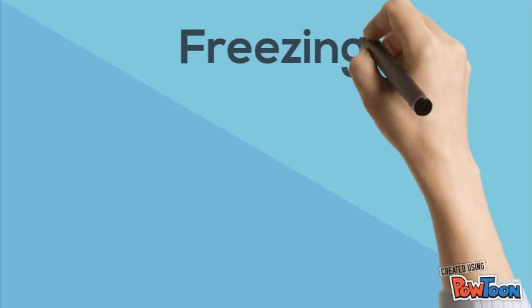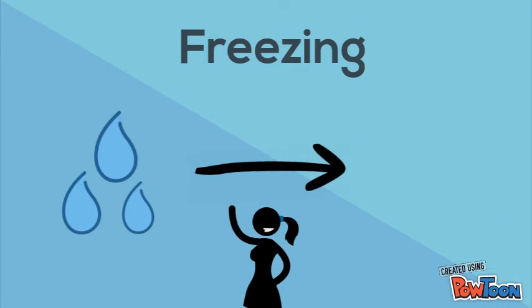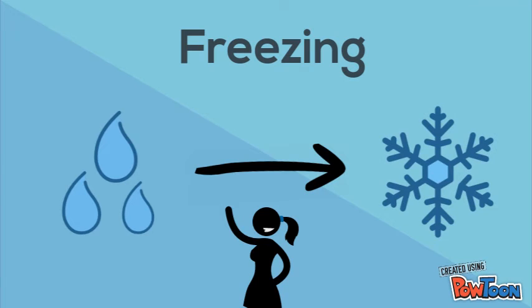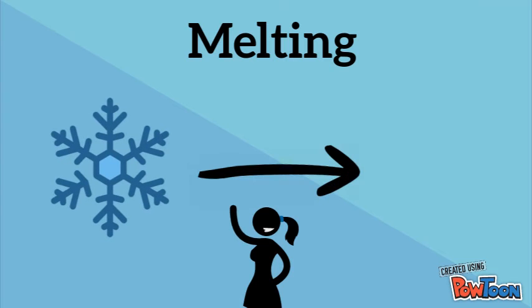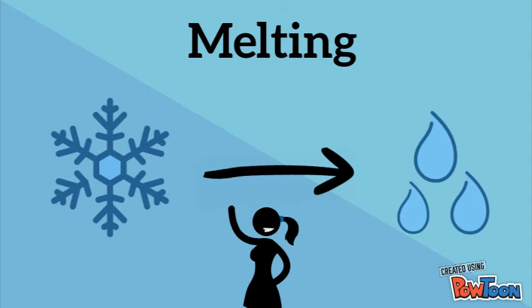The first physical change is called freezing, in which liquid turns into ice. An example of this is water turning into ice cubes. The second physical change is called melting, which is the exact opposite of freezing. In melting, solid turns into liquid, and an example of this is ice cream melting after a short period of time.